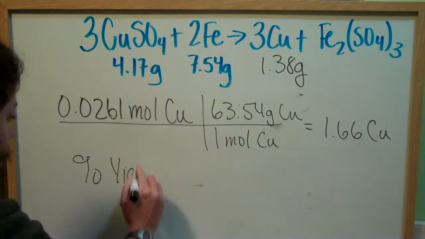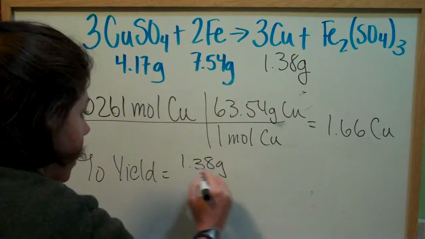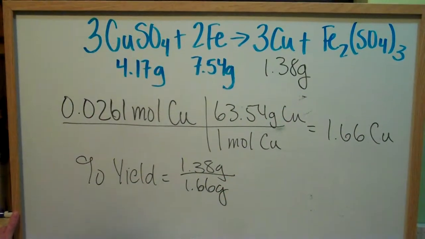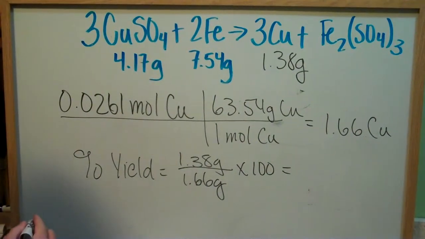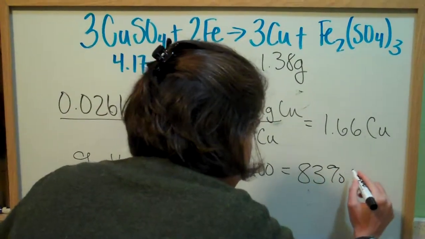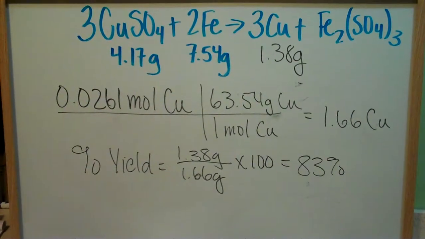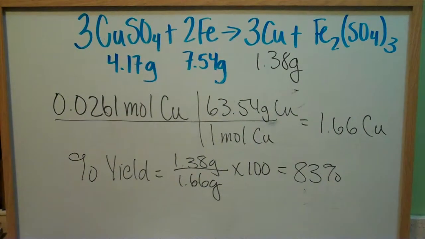Basically what you do is this. You take what you got in the lab, which is 1.38 grams, divide by what you got on paper, which is 1.66 grams, multiply by 100, and in this case, in the lab today, you got roughly an 83% yield. Not terrible, not great, but certainly not terrible. And that's basically how you do a percent yield problem.